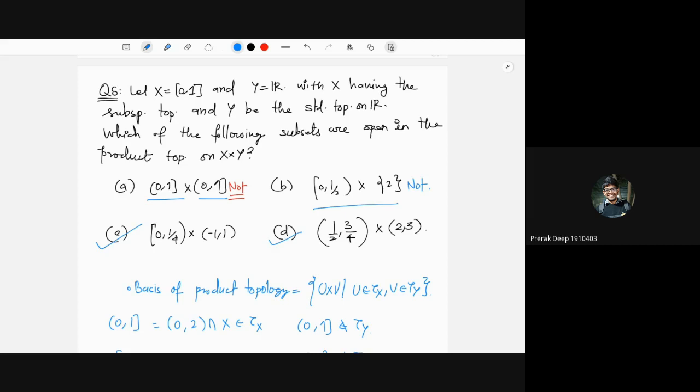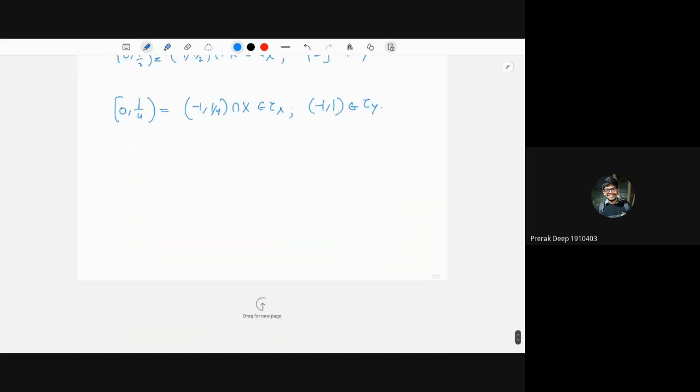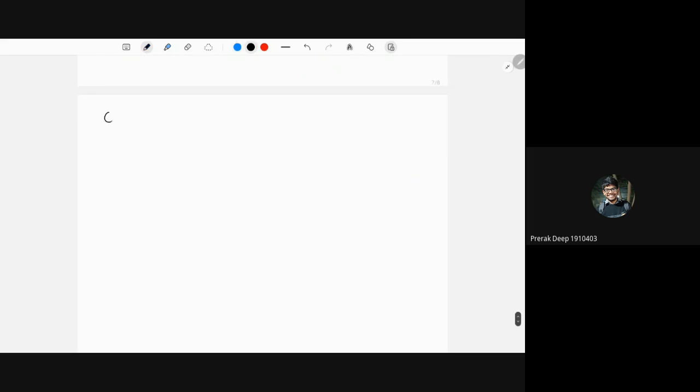Now let's discuss a problem on box topology. Question number 7. For each natural number n, let Xn be R, with the standard topology.